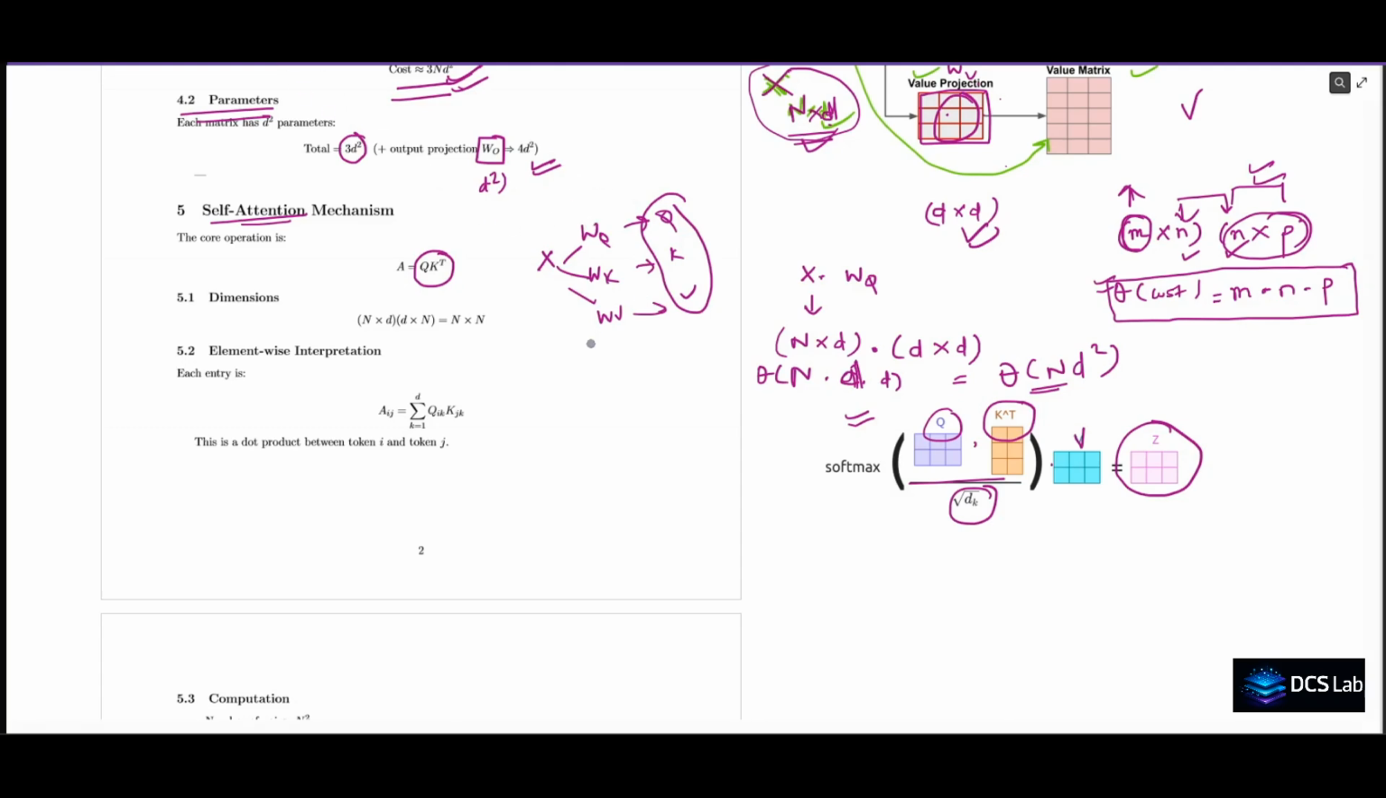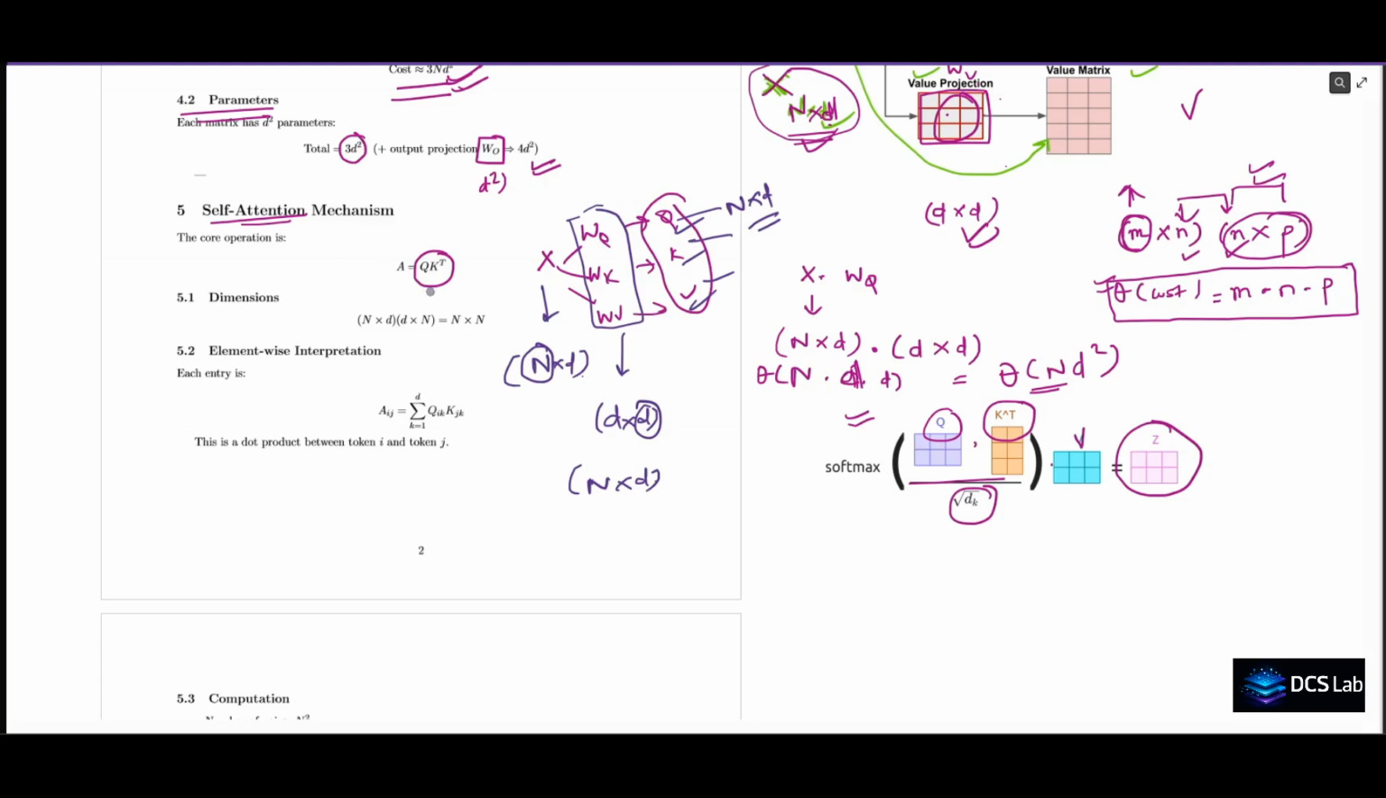So here we had the dimension n cross d, and these matrices had the dimension d cross d. So these matrices had a resultant dimension of n cross d. If you're multiplying two matrices with these dimensions, the resultant dimension will be this. The n cross d is the dimension of the query, key and value matrices. Fine. We'll keep that as a note.